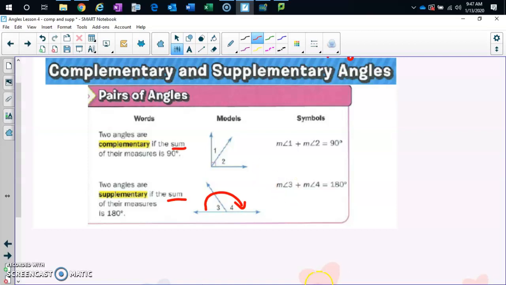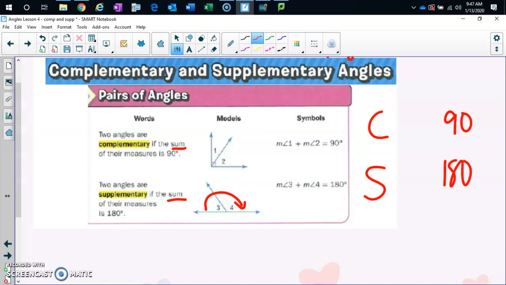Because these are going to be two tricky words for you guys to remember. Do you guys agree that alphabetically speaking, complementary comes before supplementary? Complementary, supplementary. Do you agree that number-wise, 90 is before 180? Complementary adds up to 90. Supplementary adds up to 180. You are going to need to remember that.